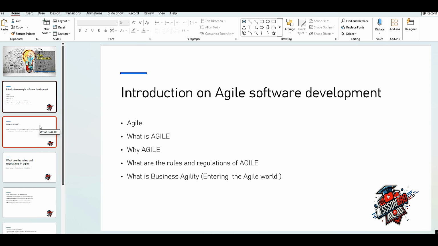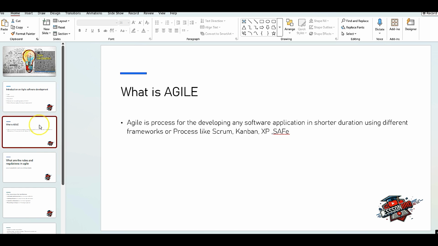Some people say Agile is a mindset, but it's the rule book. But in the simplest form, Agile is a process for developing any software application in a shorter duration using different frameworks or processes like Scrum, Kanban, XP, SAFe, which all come under a single umbrella, right? So in layman's language, it is nothing but a process for developing software in a shorter duration of time. Okay? So we'll go deeper into what shorter duration means, like whether we think all projects or assignments can be done in a shorter duration. Discussions will arise. Wait, I will answer those in upcoming sessions. Okay?